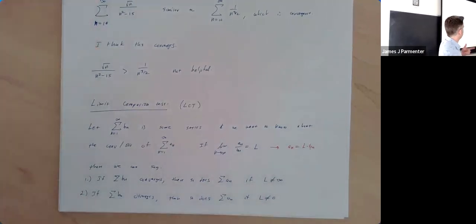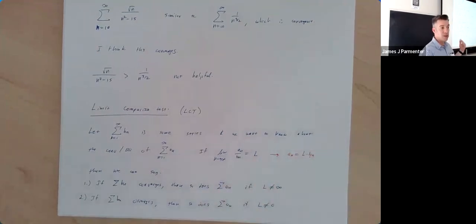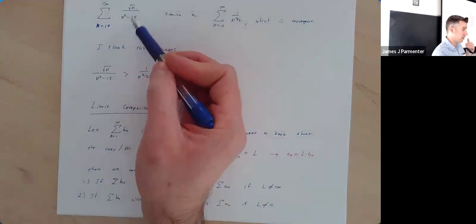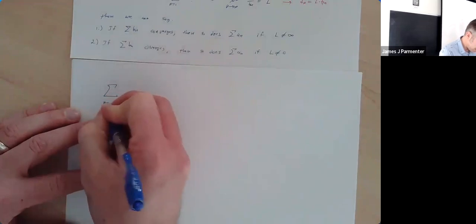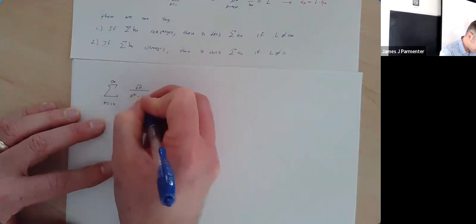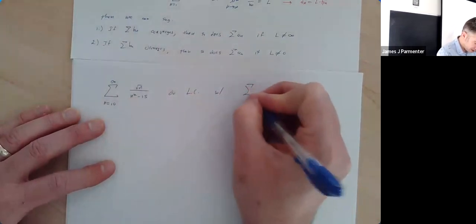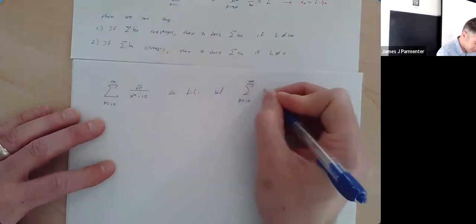So big picture, when I'm thinking about using the limit comparison test, I'm always going to use it when I have something that's n to a power over n to a power. Even if I could use direct comparison, unless it's a super straightforward direct comparison, I'm going to use limit. Here's what I mean. So I want to know about this series from n equals 10 to infinity of the square root of n over n squared minus 15. And I'm going to do limit comparison with this series, which I know converges, right?